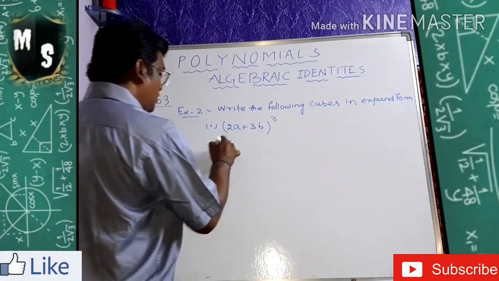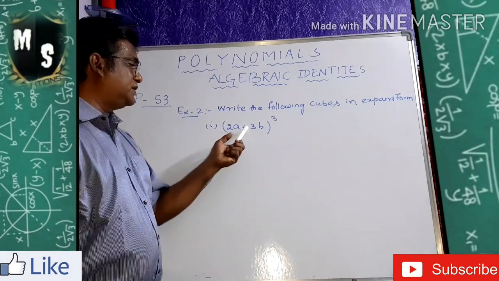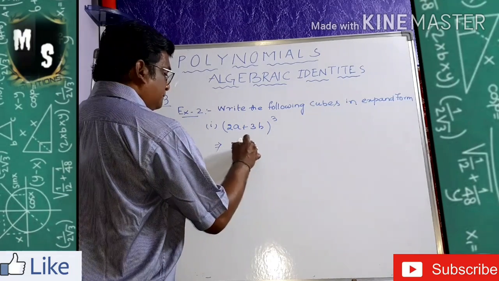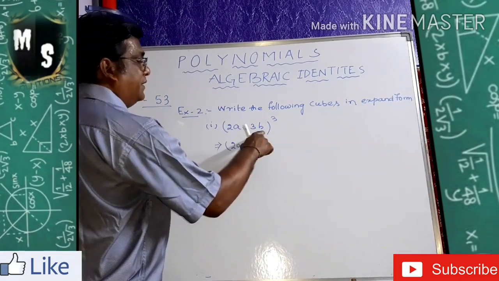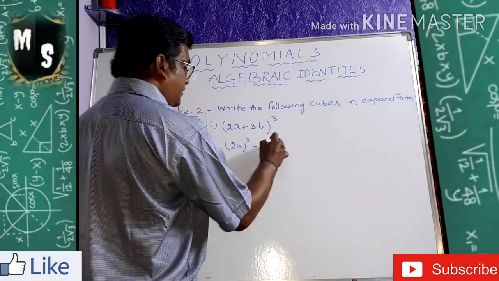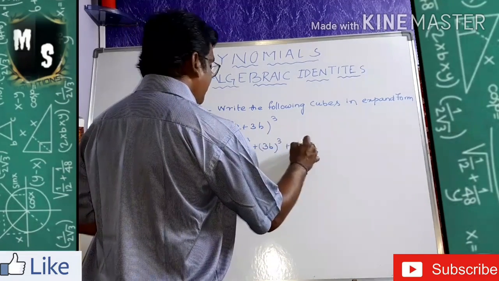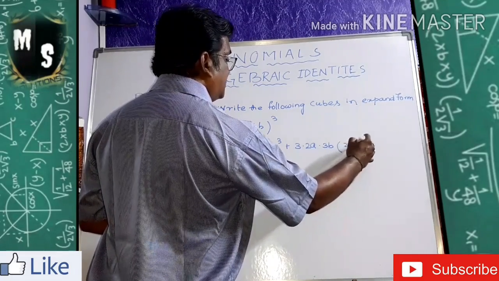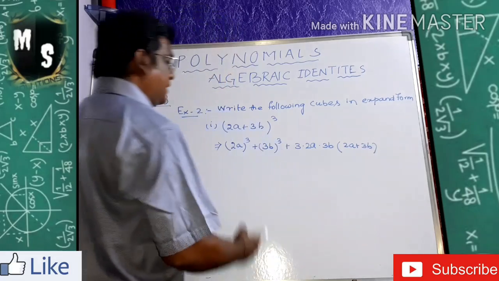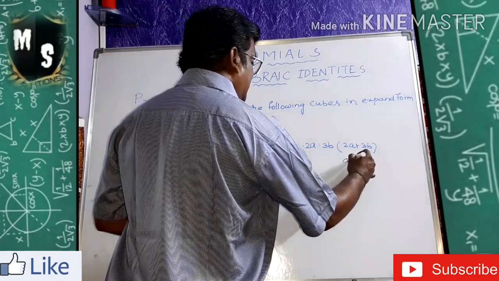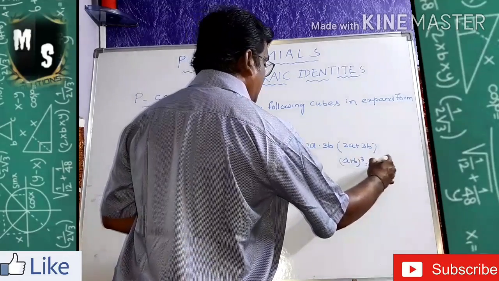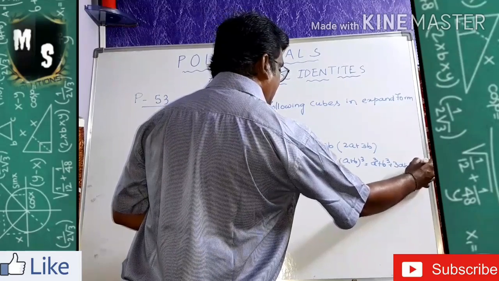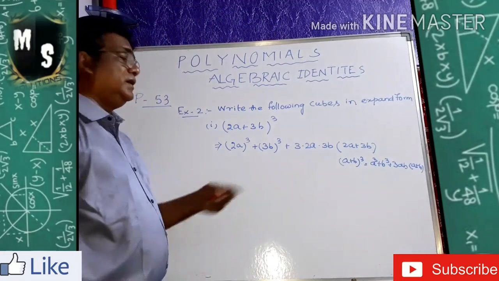First of all we have to know which formula it belongs to. It belongs to a plus b whole cube. So we put the formula: a cube, where a is 2a here and b is 3b. So a cube plus b cube plus 3ab into a plus b. You have to mention on the right hand side which formula it is: a plus b whole cube is equal to a cube plus b cube plus 3ab into a plus b.